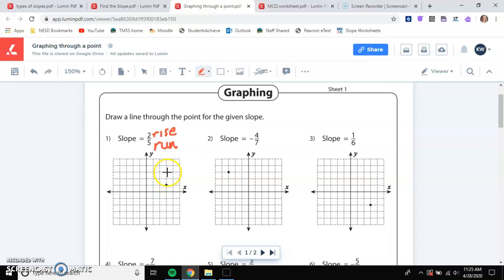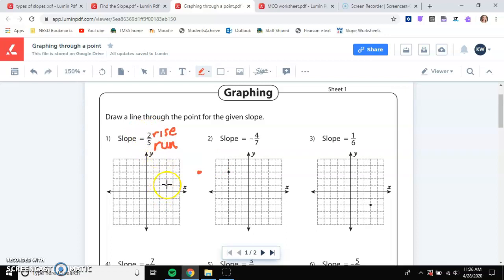I rise 2 and I run 5. 1, 2, 3, 4, 5. Approximately there. But the other way of doing this is when you run out of graph space, you actually undo this and you do it backwards.